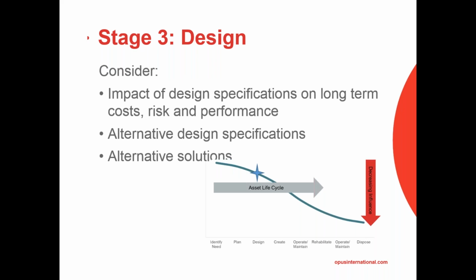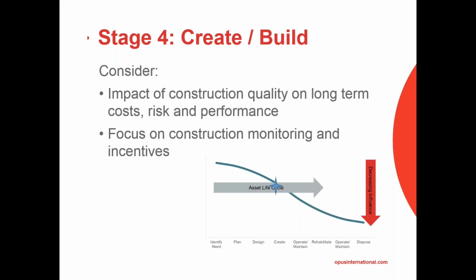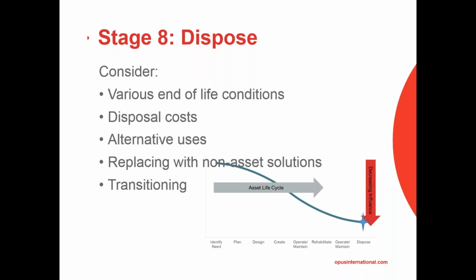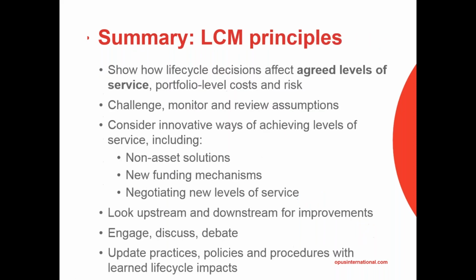Design and maintenance, it's a similar kind of thing. Considering how your design specifications and your maintenance specifications are affecting what happens downstream. Could you actually consider a lower design standard? Would you still be within your risk requirements? And so I'm just going to flick through these because they're all quite similar until the disposal part, where, as I showed you a little bit earlier, there are all kinds of different end-of-life conditions that you could be considering. And then when you come back to planning for your next assets, considering replacing them with non-asset solutions, and what you'll do in the interim when you're transitioning from one to the other.